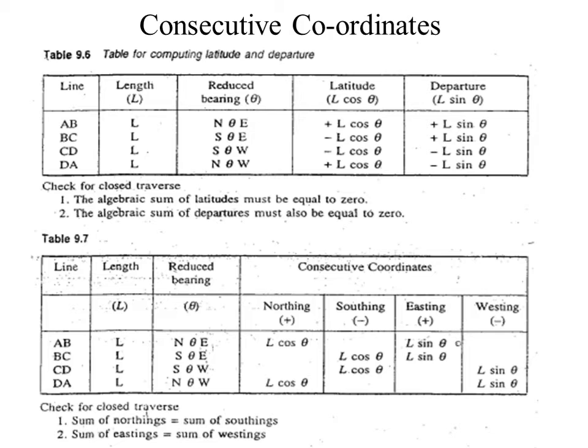Therefore, I have to enter in the northing column. Similarly, if I consider the departure of line DA, then L sin theta will be measured towards west. Therefore, I have to enter in the westing column. Similarly, when I consider these individual northing, southing, easting, westing coordinates, then I have to consider the check, that is sum of northing equal to sum of southing. Similarly, sum of easting equal to sum of westing.